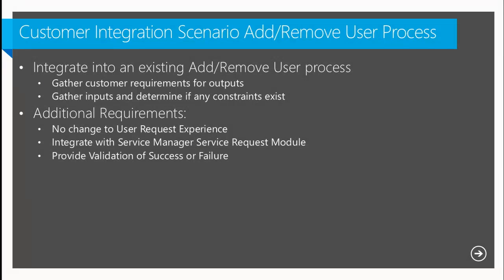Their additional requirements were they didn't want to change the experience for their different department champions. They also wanted to, as I said, integrate with the service request module. Also for future consideration, they may go and integrate into the self-service portal. And they wanted to provide validation of success or failure, which is exactly how their existing system was working, right? It was providing email validation based on success or failure.